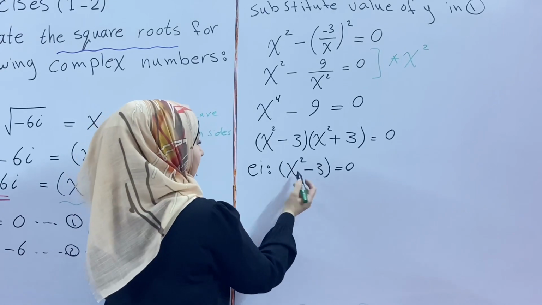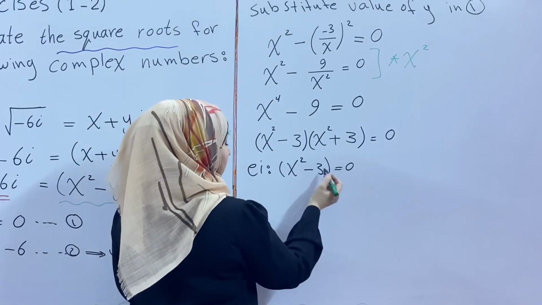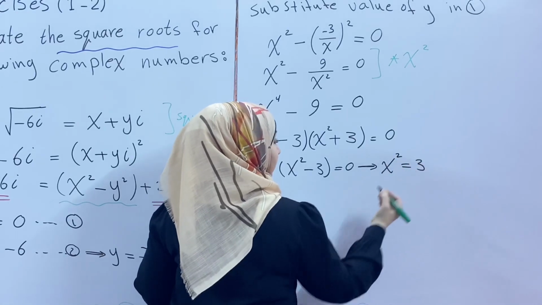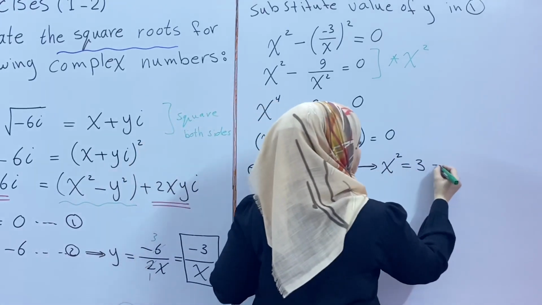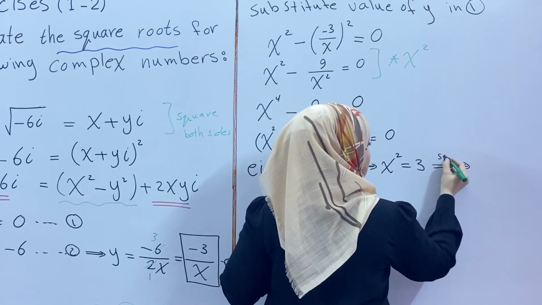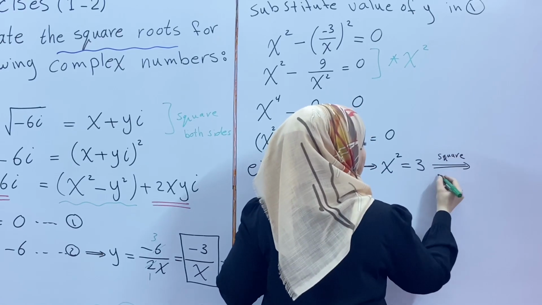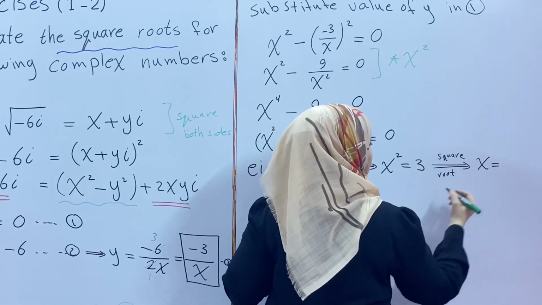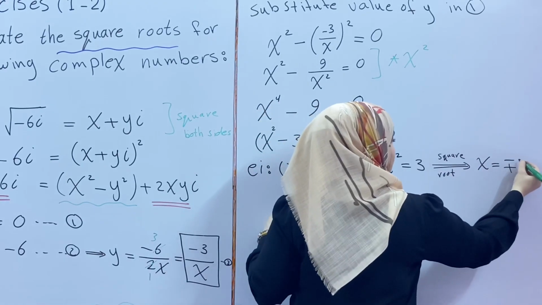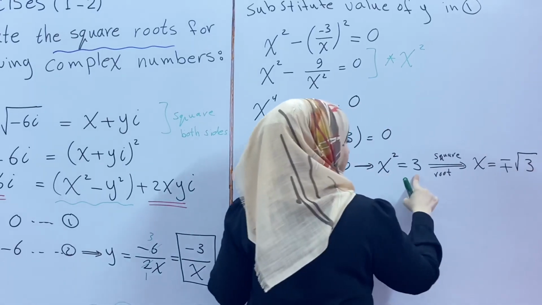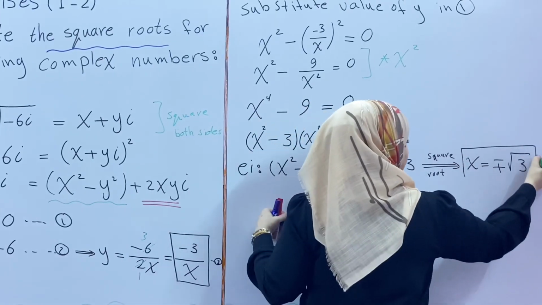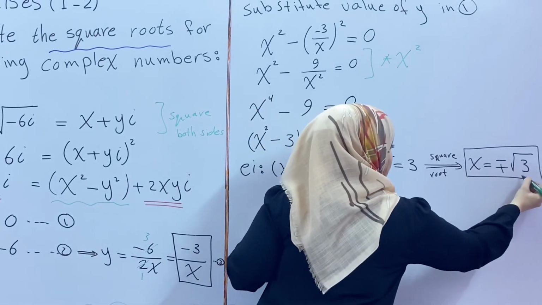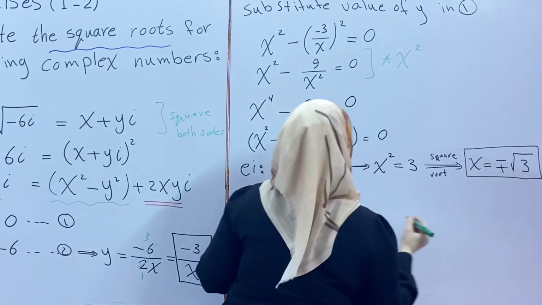So either x squared minus 3 equals 0, that means x squared equal 3. When we take square root for both sides, we will get x equal positive negative square root for 3. This is the first values for x.